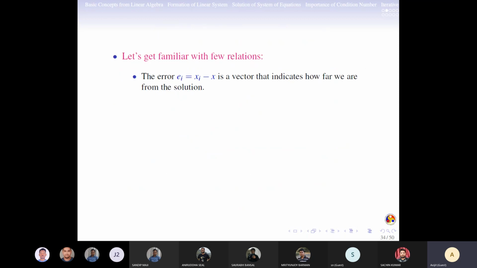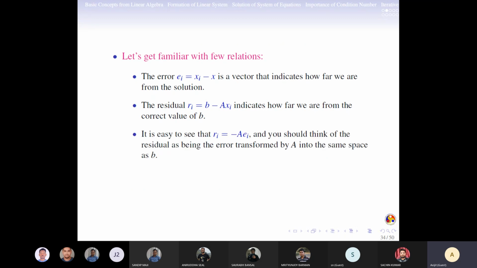Now let's get familiar with a few relations. The error ei equals xi minus x. This is the vector that indicates how far we are from the solution. Also, ri is the residual, equal to b minus A xi. That indicates how far we are from the correct value of b. And there is a relation between ei and ri, the error and the residual. The relation is ri equals minus A ei.